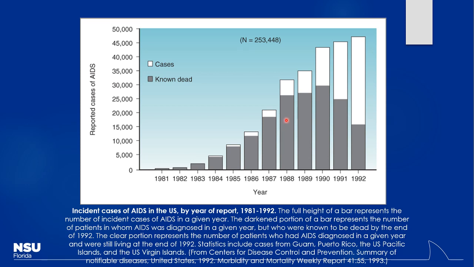Because remember, the darkened parts here are the known patients that had already deceased. The white bars are the patients who are still alive at that time, or at the end of this study at that point.